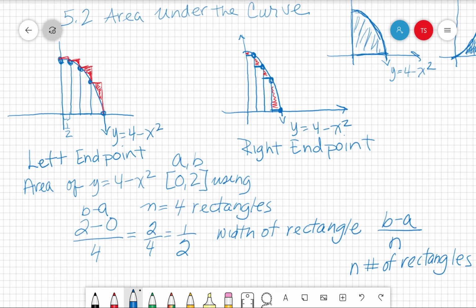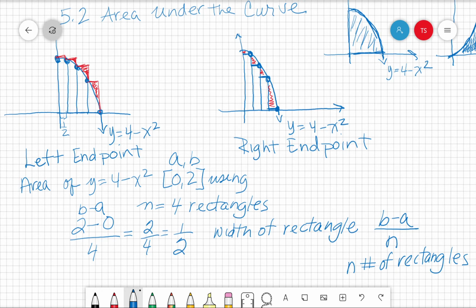Now you have to make a choice in looking at these rectangles. Do we want to pick the left end point, so this is here, or do we want to pick the right end point? Notice that if I draw my rectangles with the left end point, I'm going to overestimate the actual area by these red marks here. And if I use the right end point, it's going to be an underestimate of that value.